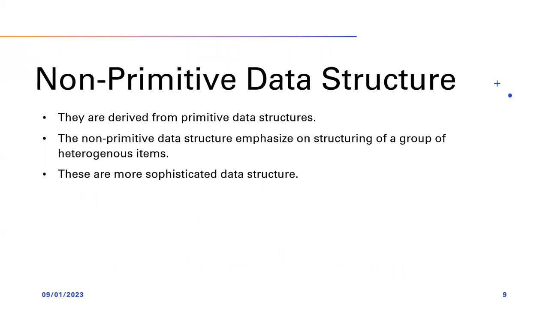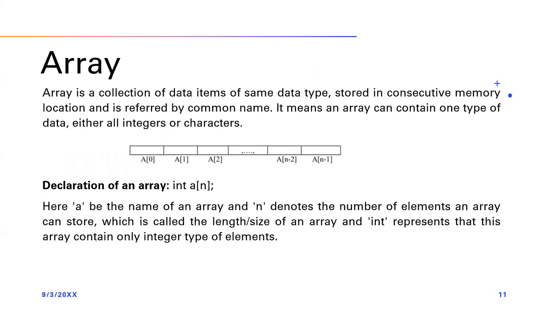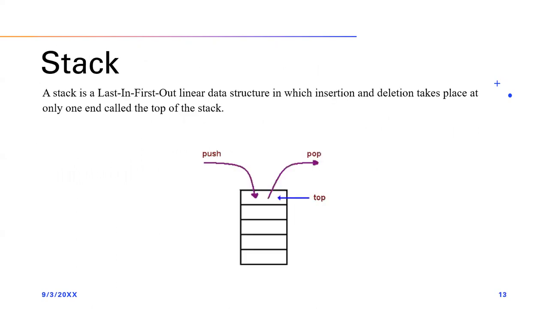Non-primitive data structures are a group. It emphasizes heterogeneous items. Under that, array is a collection of same data type which is stored in consecutive memory locations. Linked list has been divided into two, that is information field and link field, where information field stores the data and the link field is used as a pointer to the next node.